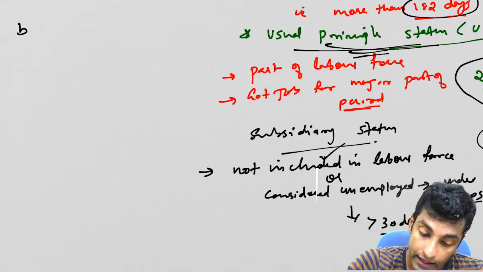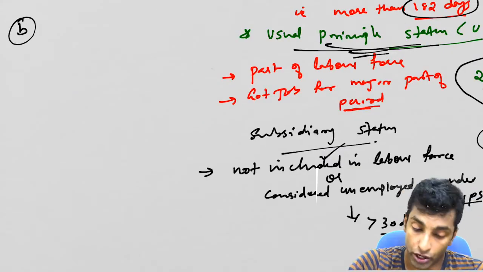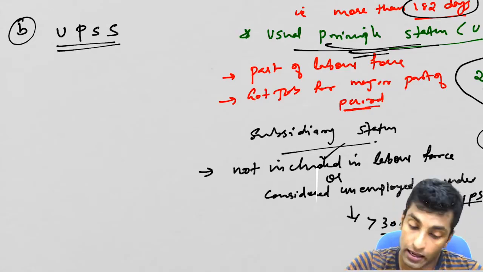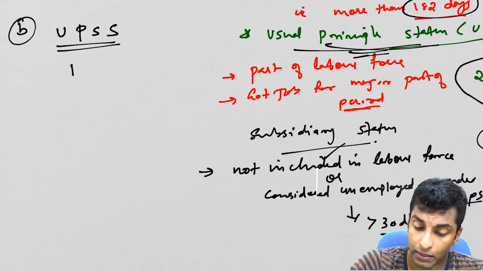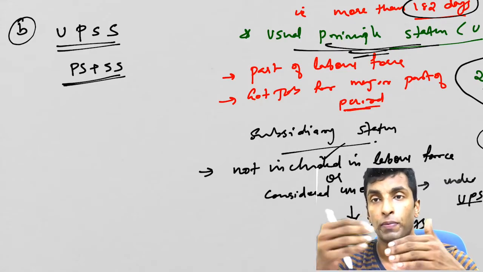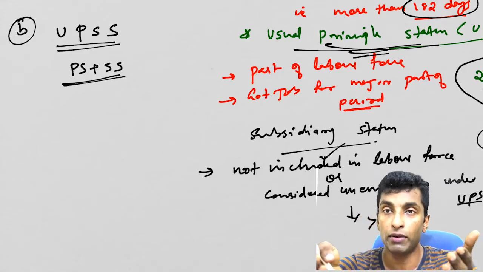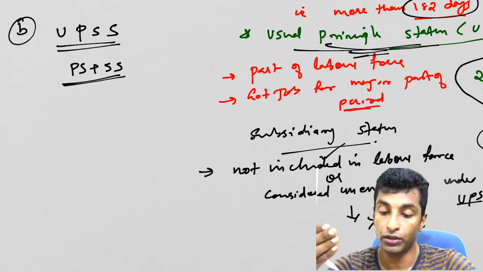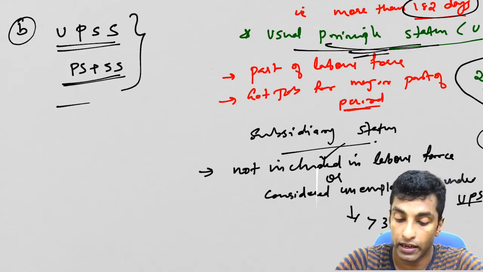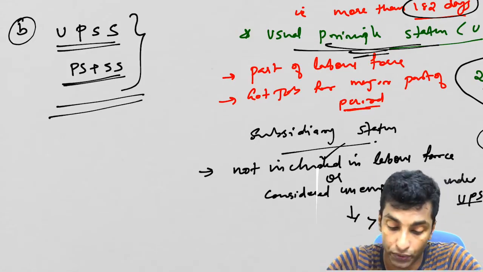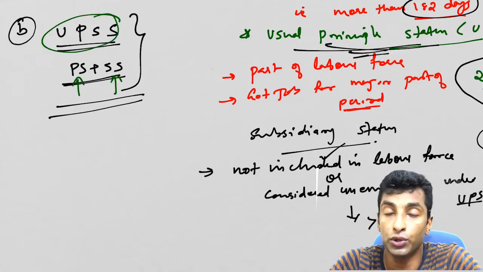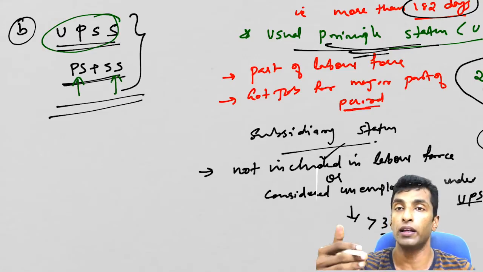Now the next category is usual principal and subsidiary status, UPSS. Usual principal and subsidiary status is nothing but principal status plus subsidiary status. Both will be coming here. That means you are part of the labor force and you are employed as per principal status, and you are employed as per subsidiary status, will be coming under UPSS. So this is the next category. If you understood principal status and subsidiary status, then there is no problem. In usual principal and subsidiary status, both will be coming.